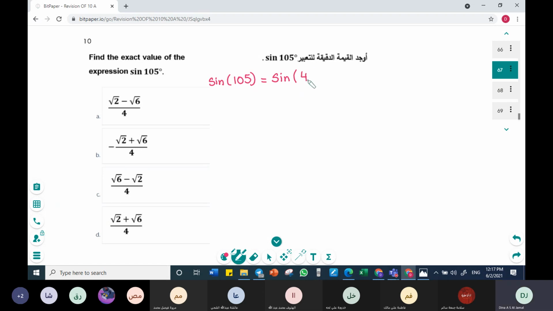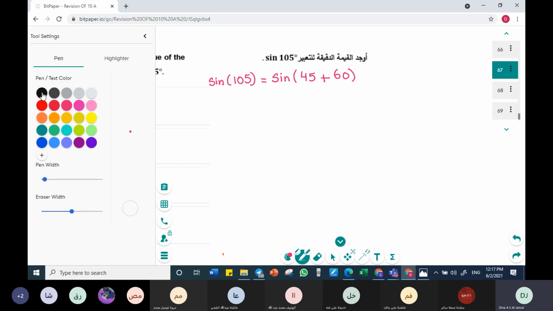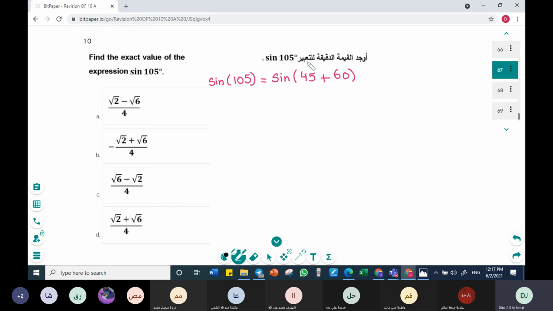What about 45? If you used 45, what will be the other angle that will be giving you 105? Ladies, have your calculator and check before giving me the answer. So 45 plus 60. We did it exactly in the class. Please revise the notes. So let's have a look together.